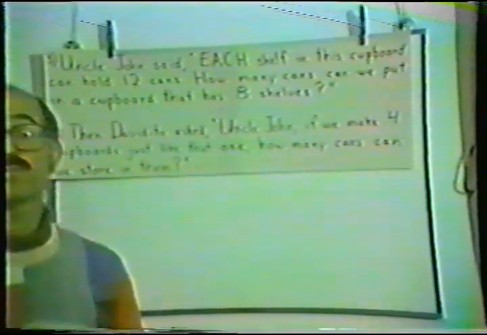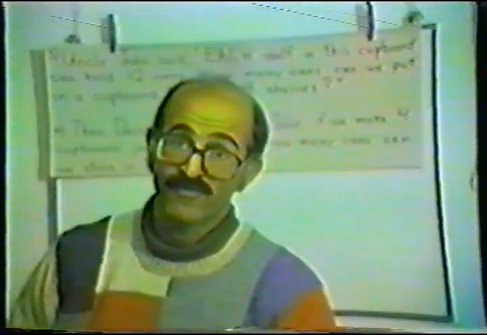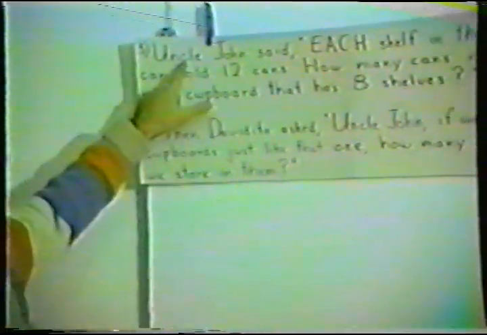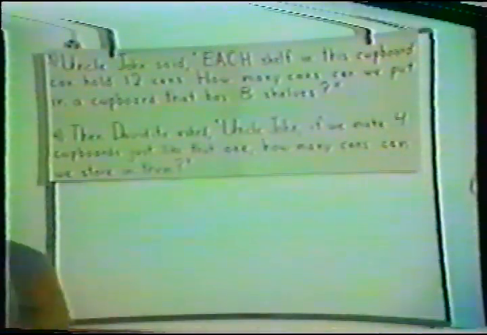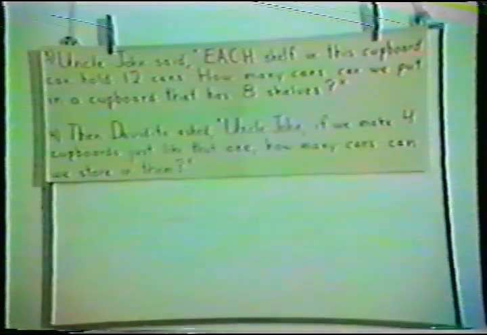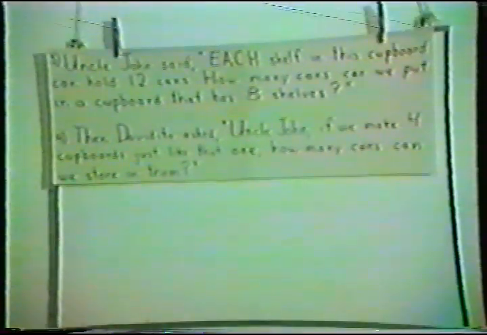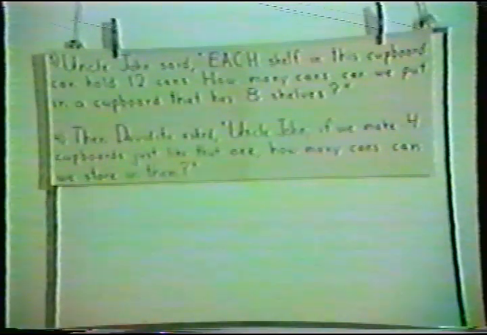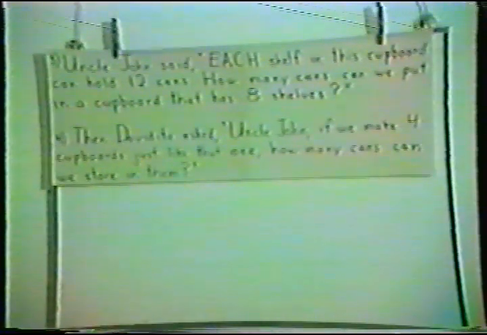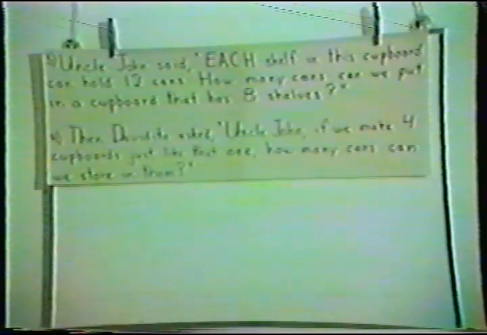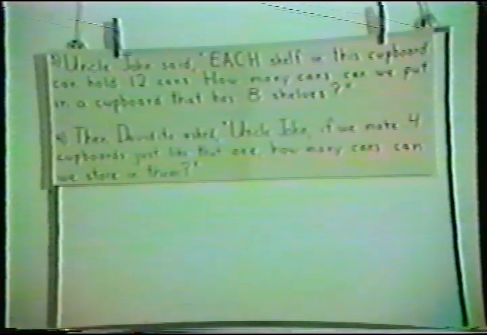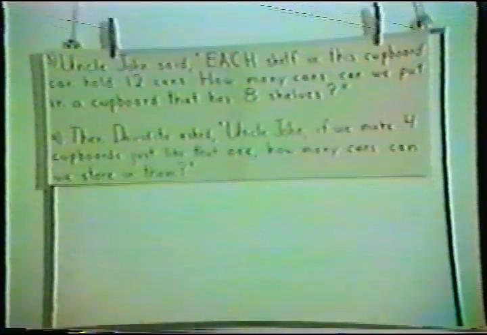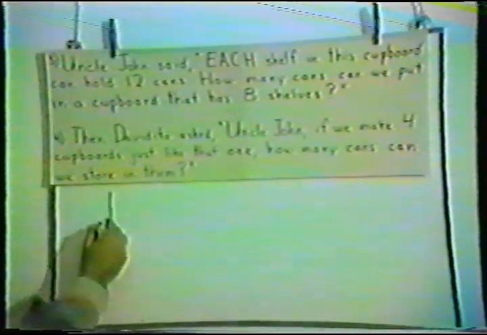We're going to do problems number 3 and 4 together. Here's problem 3. Uncle John said, each shelf in this cupboard can hold 12 cans. How many cans can we put in a cupboard that has 8 shelves? Well, we've got a cupboard. The cupboard has 8 shelves.